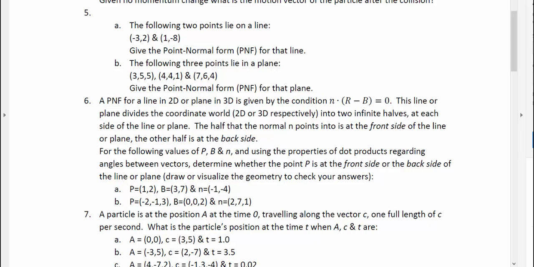So now we're at number 6. A point normal form for a line in 2D or a plane in 3D is given by this condition. What we're going to check now is whether a point is at the front side or the back side of a line or a plane.